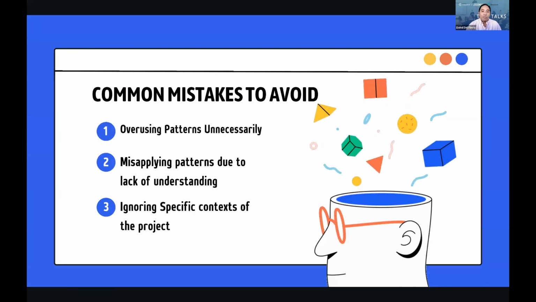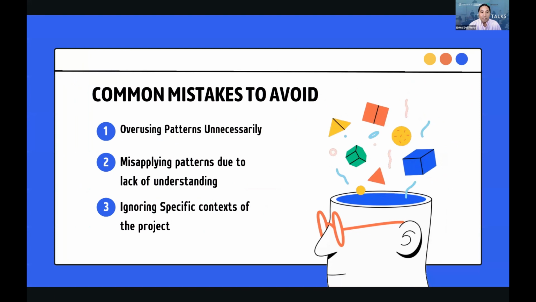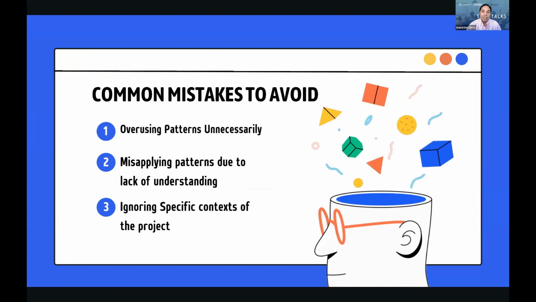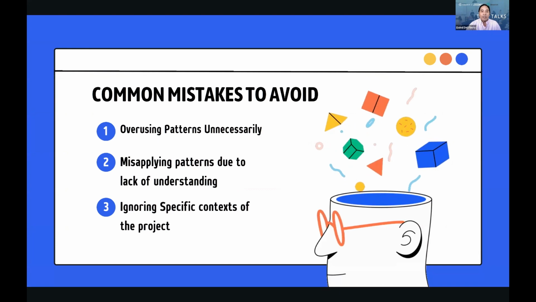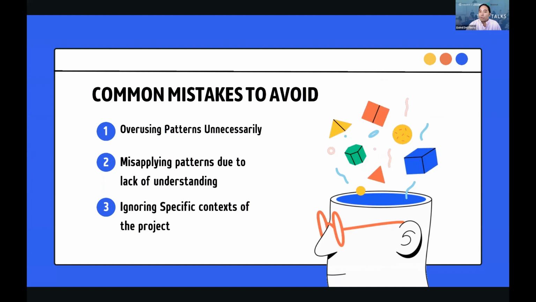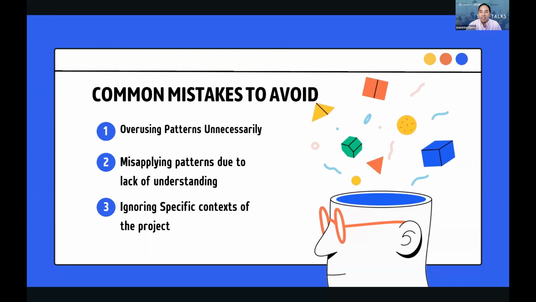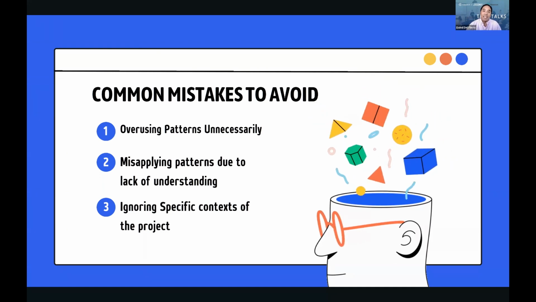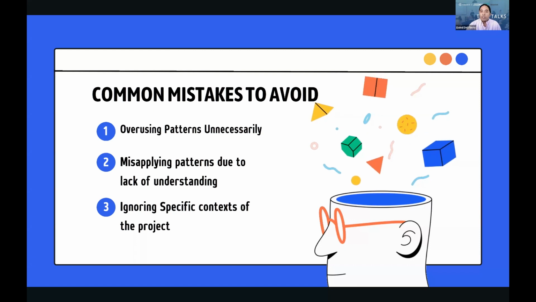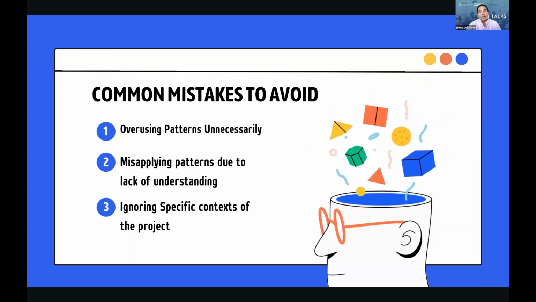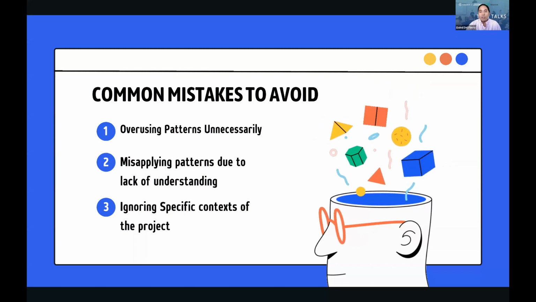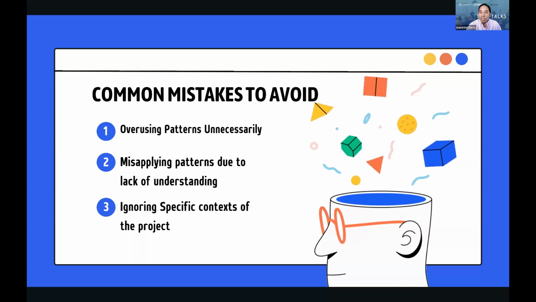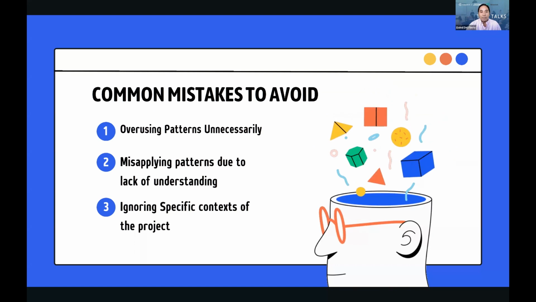Here are some common mistakes to avoid. Don't overuse patterns. Applying design patterns excessively can result in complicating code comprehension and maintenance. Understand the patterns that you use. Using a design pattern in the wrong context or applying it incorrectly can lead to convoluted code that's difficult to maintain and understand. And don't ignore your project's context. Design patterns are tools, not one size fits all solutions. Ignoring your project's context can lead to mismatched patterns and inefficient solutions.